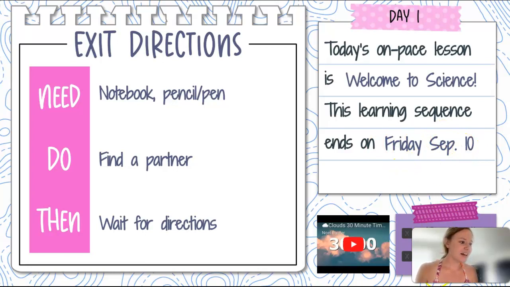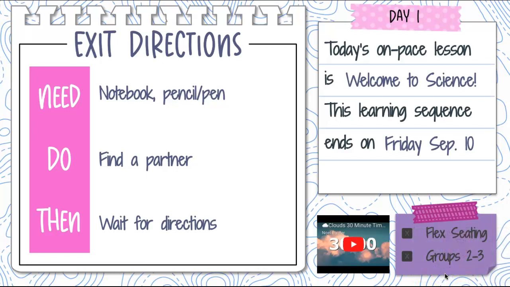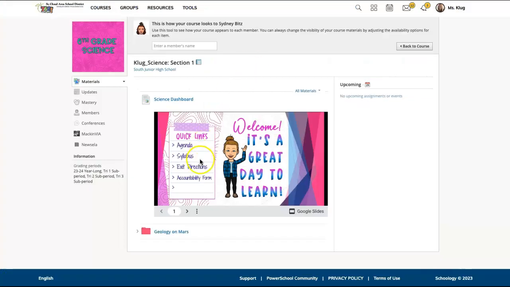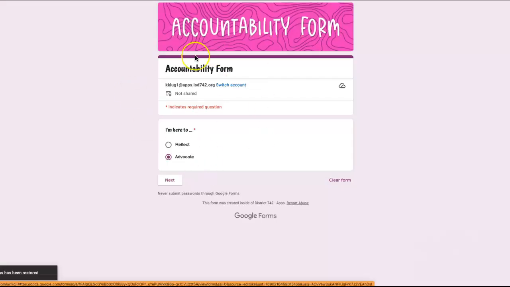Down in the corner here, I apologize. Let's see if I can hide this. You can see the things that you might need, and the places that you might be. It says that flex seating is okay and that you can be in groups of 2 to 3 people. And then here's your timer. Next up, you have your accountability form, which we'll talk about a little bit further, but I want you to know it's available to you so that if you need to do some reflecting about things that happened in class, or if you want to advocate for yourself or your classmates, you can fill out this form.